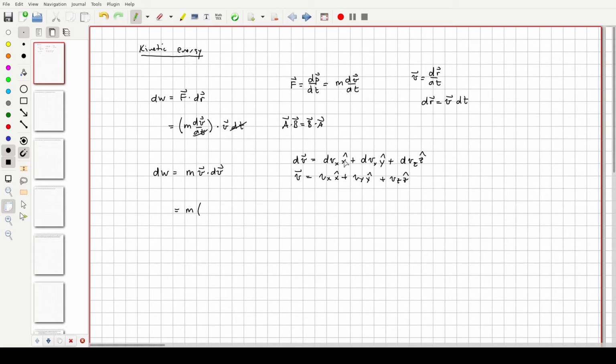You would multiply by component them against each other. So it would look something like, whoops, sorry about that, m vx dvx plus vy dvy plus vz dvz. Okay, this is what dW would look like. Now, what I'd like to point out is this stuff on the right-hand side really only depends upon your velocity. Okay, specifically in this case, your speed, because dot products give you numbers. They don't give you vectors.